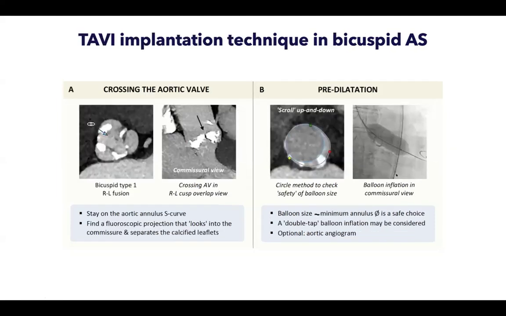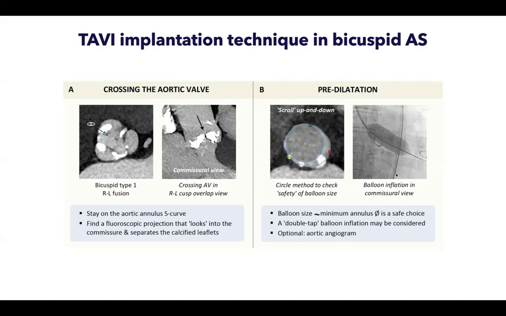Then about the implantation technique, a couple of tips and tricks, also 6 tips and tricks for that. First, to cross the valve, it's important that you understand the anatomy. That you know, okay, this is a type 1 bicuspid, right-left fusion. If there is a right-left fusion, then I want to work for everything, for crossing the valve, for the predilatation, for implanting the valve, in the right-left cusp overlap view, because you look into the commissure. You want to work in a commissural view. You want to have a fluoroscopic angle where you look into the commissure.